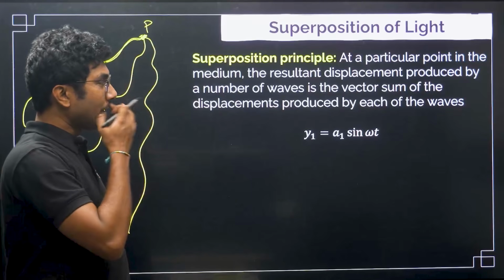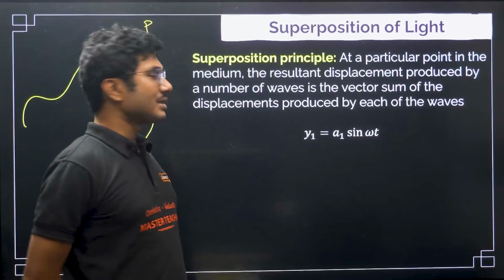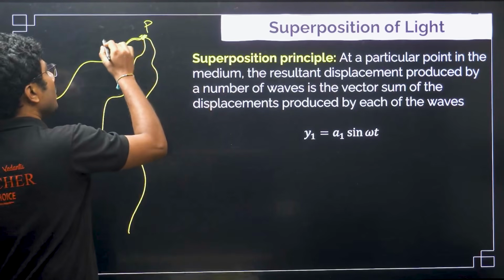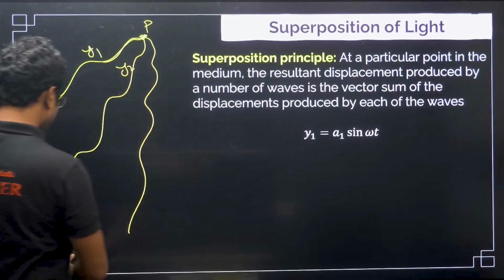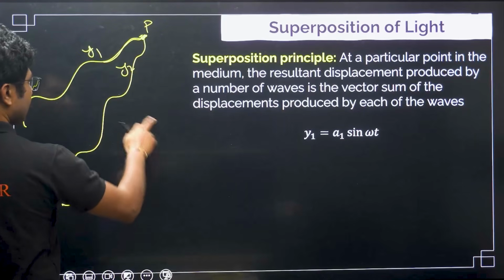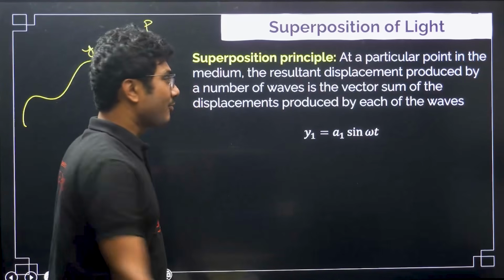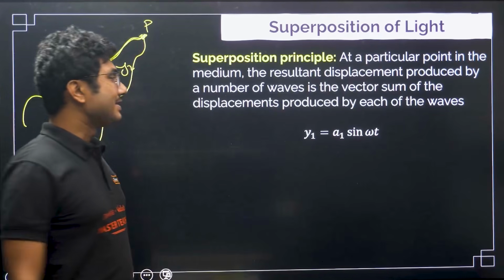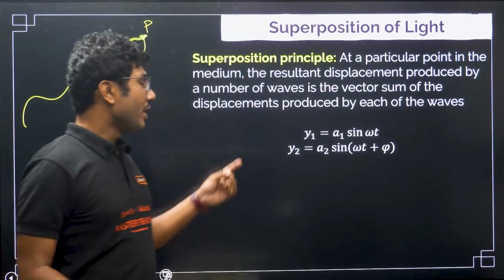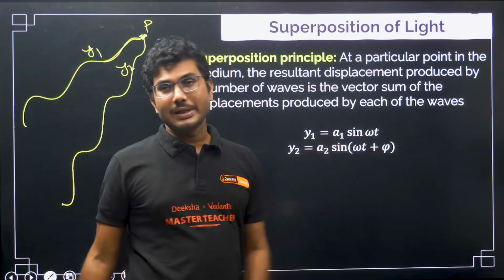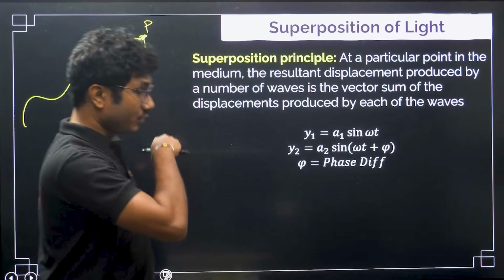Suppose we have a wave represented by y1 equals a1 sin omega t at this point P. So this is wave y1, this is wave y2. We are only considering 2 waves, not 3 waves, just to explain. Suppose 2 waves y1 and y2 are meeting at this point P, and the displacement of wave y1 is given by a1 sin omega t, and the displacement of the other wave y2 is given by a2 sin(omega t plus phi). What is this term phi? Phi is the phase difference between these 2 waves.